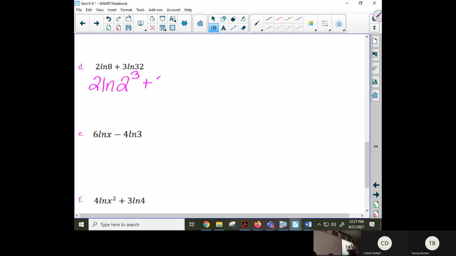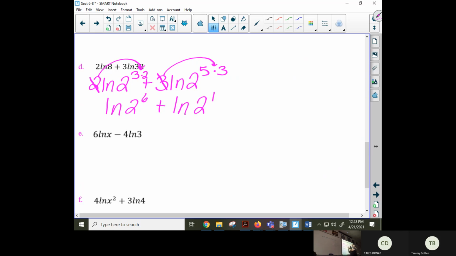Plus 3 natural log. What power of 2 is 32? 5. Okay. Now we still have to bring up these powers. So it's going to be times 2 here, bring up this 3, and it's going to be times 3. And then they're no longer here. Okay? So I have natural log of 2 to the 6th plus natural log of 2 to the 15th.